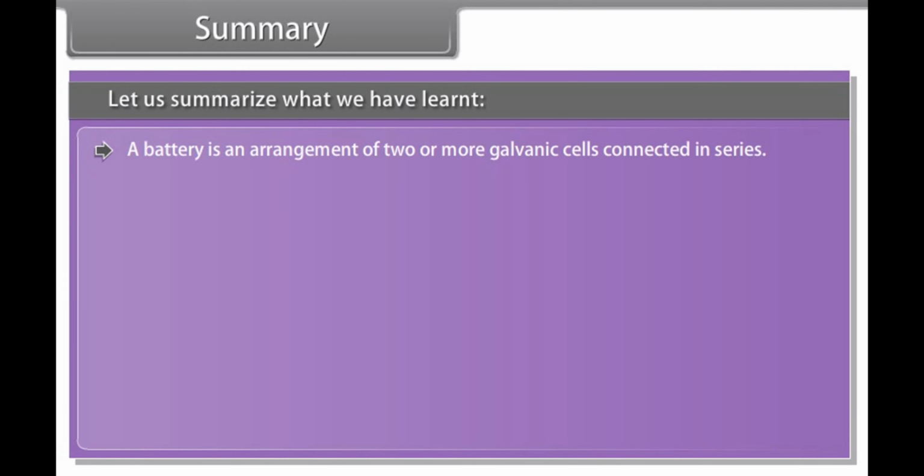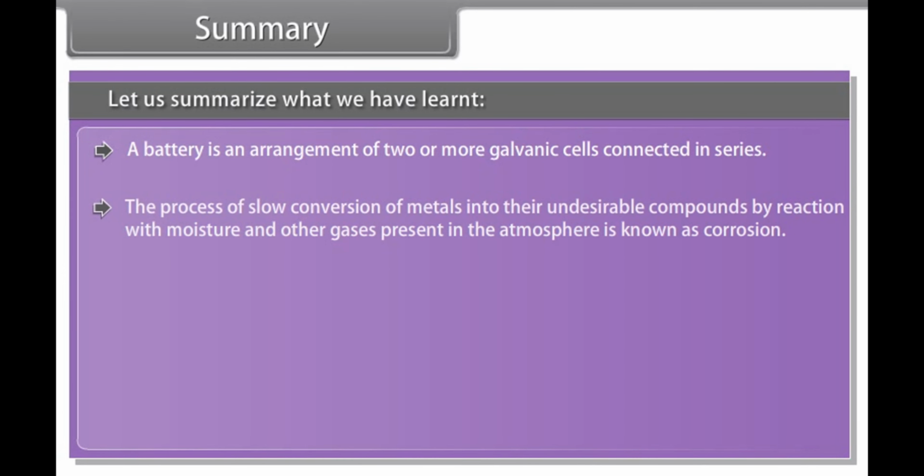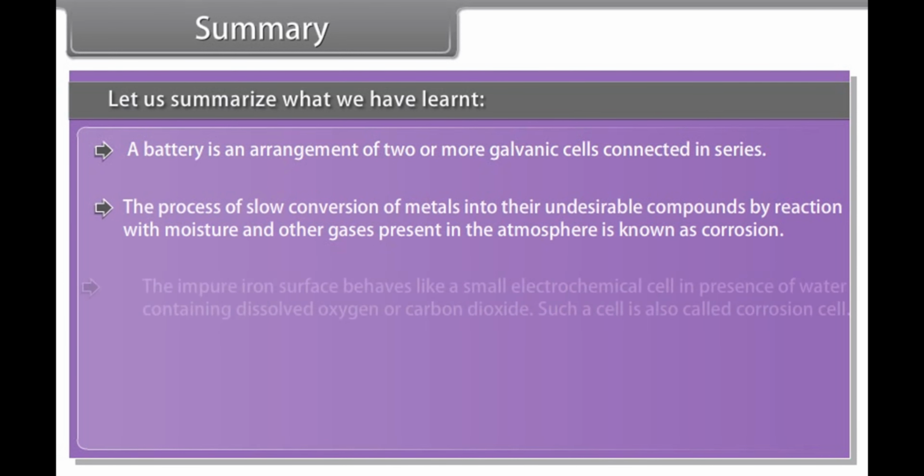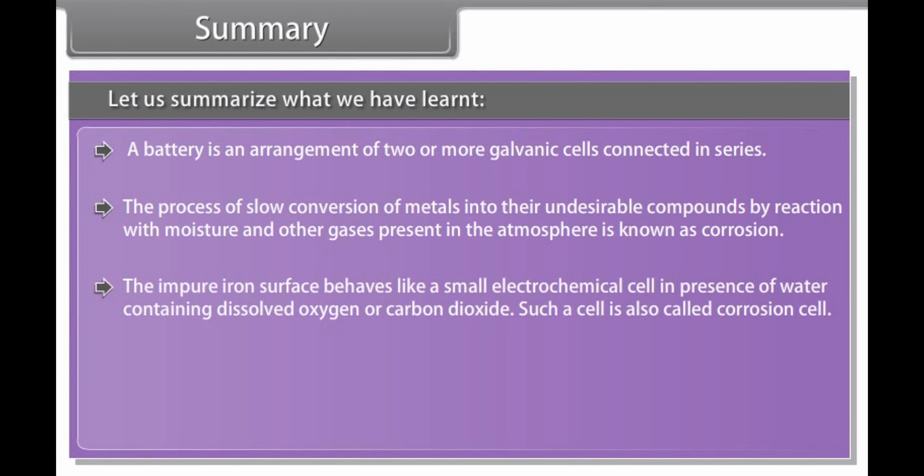A battery is an arrangement of two or more galvanic cells connected in series. The process of slow conversion of metals into their undesirable compounds by reaction with moisture and other gases present in the atmosphere is known as corrosion. The impure iron surface behaves like a small electrochemical cell in presence of water containing dissolved oxygen or carbon dioxide. Such a cell is also called corrosion cell.